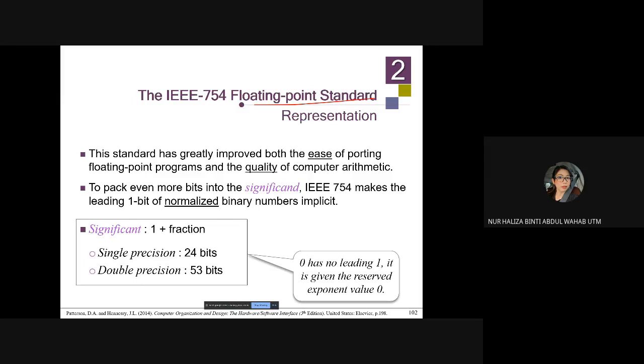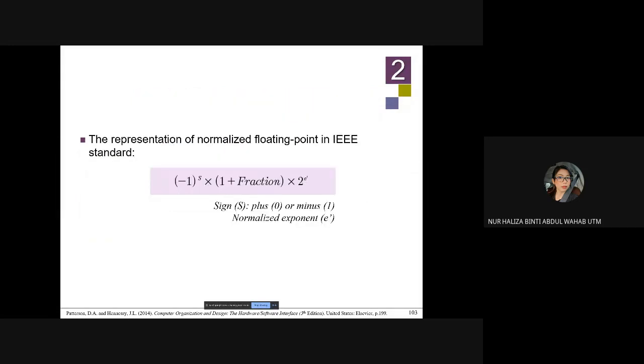So over here, you can see that this standard has greatly improved. But you can read this. I hate reading, basically. So the most important is the significand, which is 1 plus the fraction. So single precision is 24 bits, double precision you have 53 bits. 0 has no leading 1. What does all this mean? Later on we will see it in our example. So the representation.